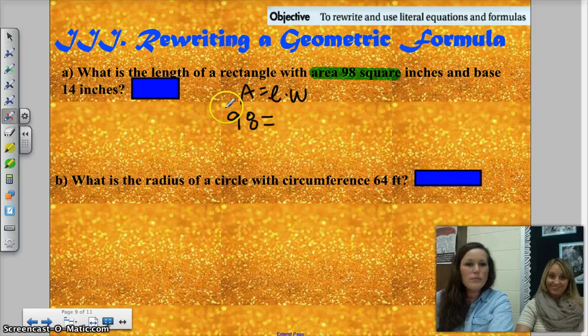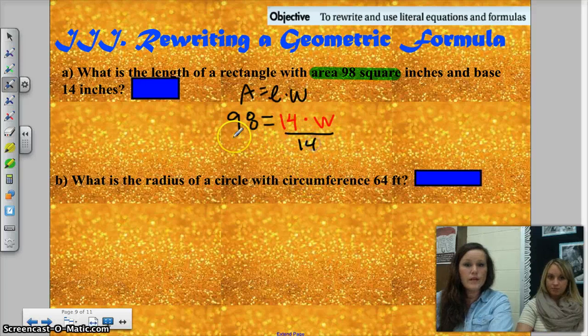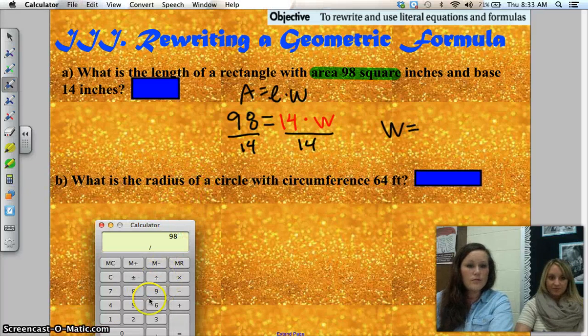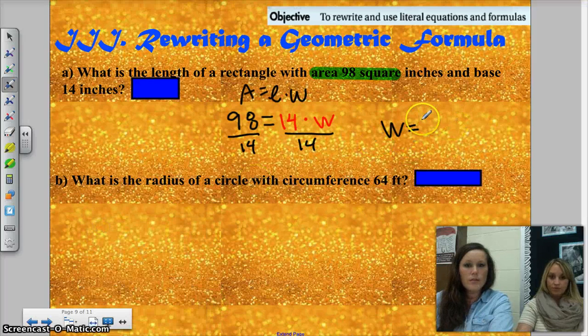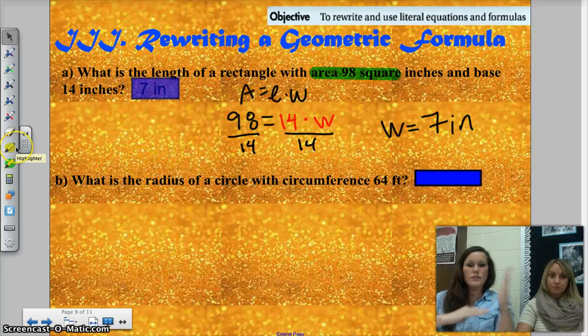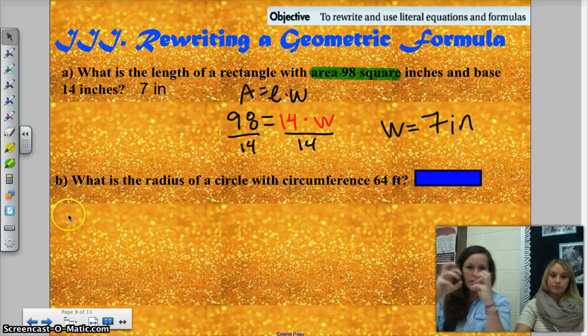So I'm going to plug in 14 for my width or my length, and then I'm trying to find my width. What do you think we do here? How do we get 14 away from W? Divide. Oh, shoot. I don't know what 98 divided by 14 is. 98 divided by 7. 7 what? Inches, not square inches, because I'm undoing this. 98 was square inches. So I've got 7 and 14 multiplied together to get 98 square inches.